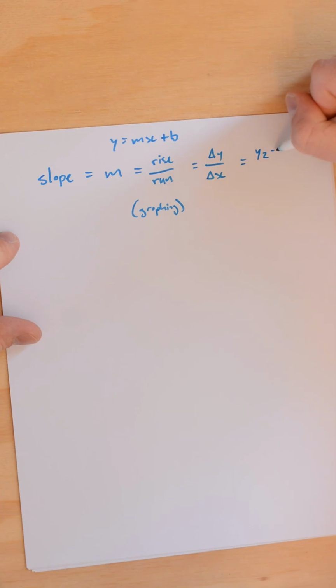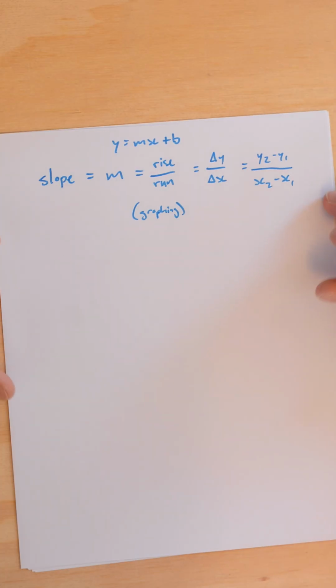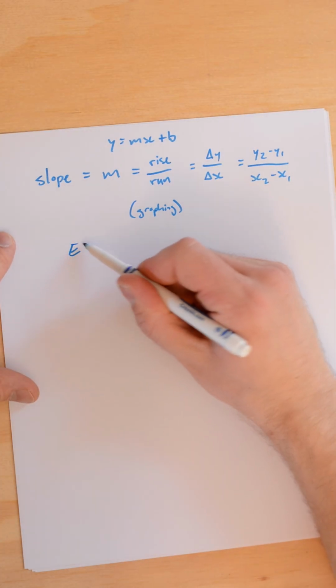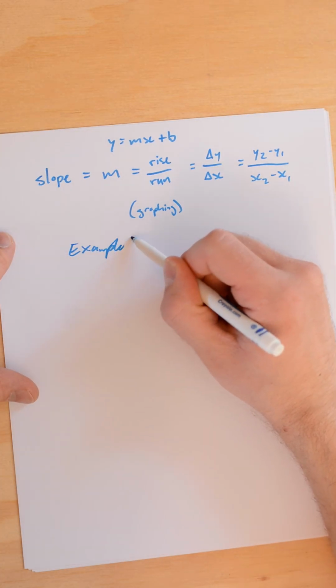Finding the change in y requires having 2 points, and finding the change in x requires having 2 points. So now, for example, we'd say, example.